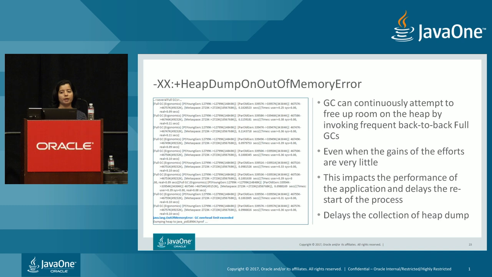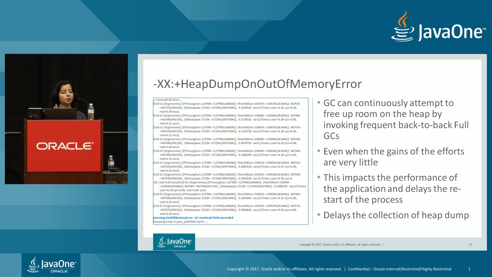There are scenarios, especially with the parallel collector, where it can continuously put in effort to reclaim some space in the Java heap, even though the returns are very minimal. In such cases, we have to instruct the garbage collector not to put in so much effort when the gains are not significant. It should exit, come out of it, and let the application stop, or, if it is an application server hosted application, let it restart on its own.